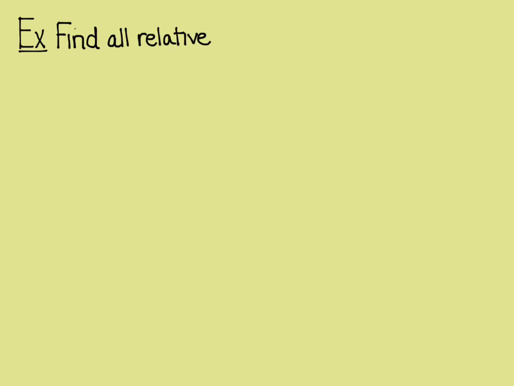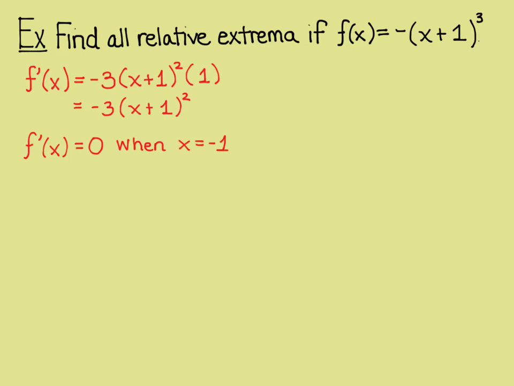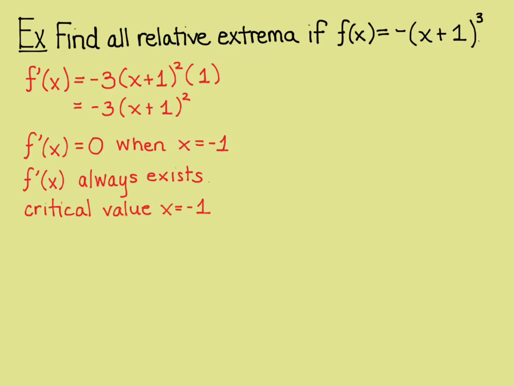For example, let's find all the relative extrema if f of x equals negative x plus 1 to the third. We start by taking the derivative, which once again we use the chain rule for, and we simplify it to be -3 times x plus 1 quantity squared. The derivative is equal to 0 when x equals -1, and the derivative always exists because it's a polynomial, so we don't have to worry about it not existing. The critical value will be when x is equal to -1, because that's the only critical value that we have.